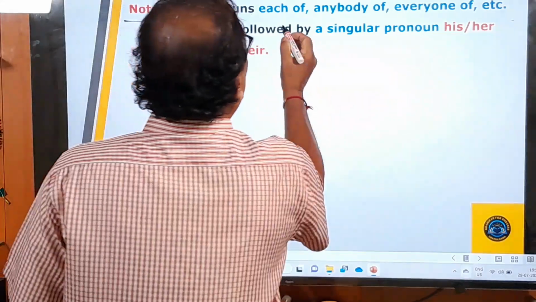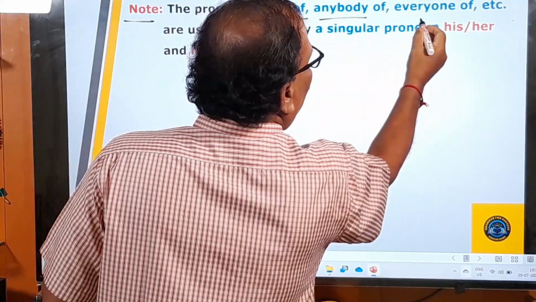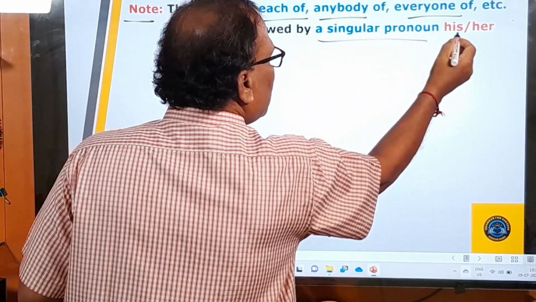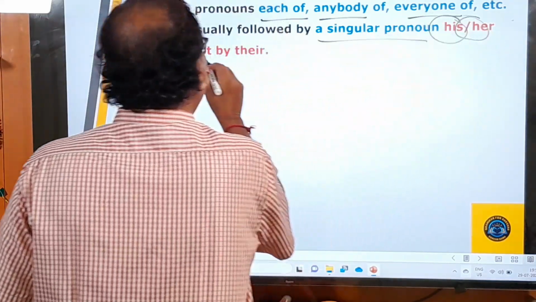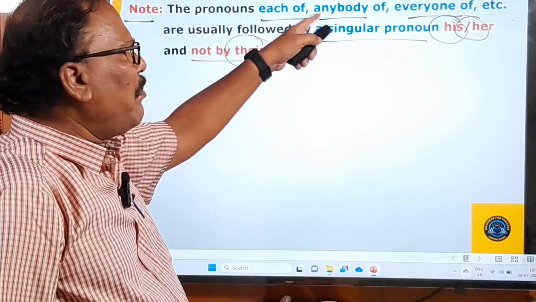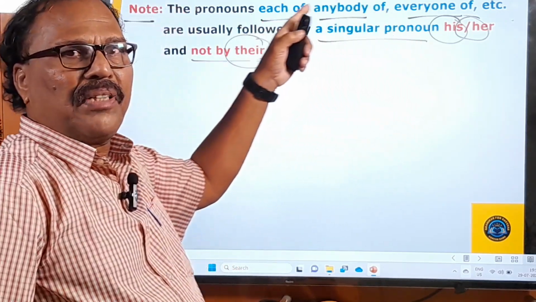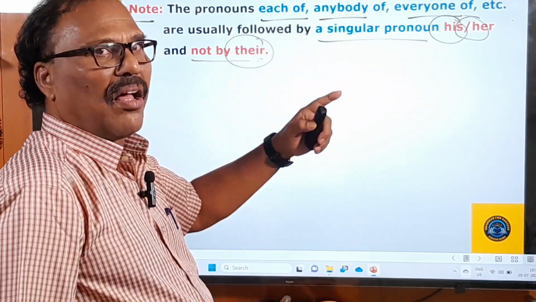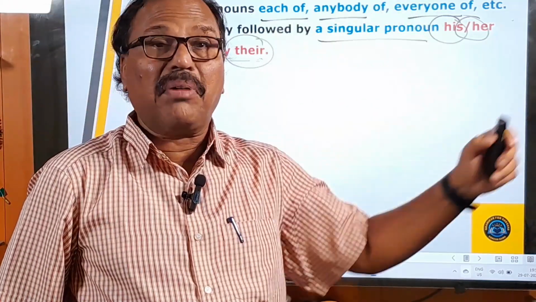What is that? The pronouns each of, anybody of, everyone of, etc. are usually followed by a singular pronoun, his or her. Okay. Not by their. Each of, anybody of, everyone of, anyone of, such pronouns are there. After that you have to use his or her, but not their. Okay, according to the context.